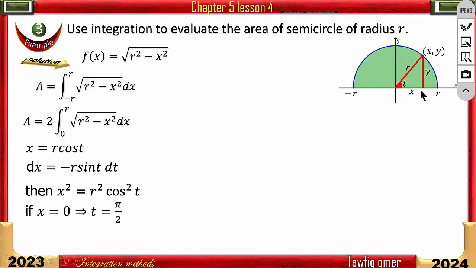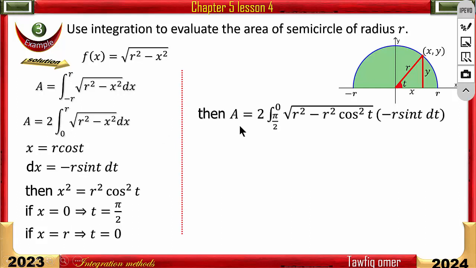When x is 0, the value of the angle becomes pi over 2. When x is r, then t is 0. And now we are substituting these values in this integration.